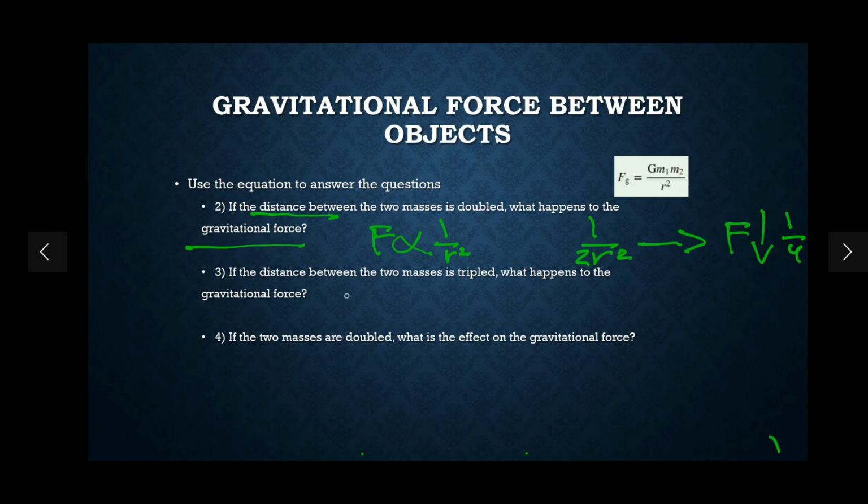This uses the same relationship from the previous question. F is inversely proportional to 1 over R squared. So if R is tripled, you could just take the 3, square it, and then F decreases by 1 over 9, or F will become 1 over 9 of its original value. Let's solve the fourth question.